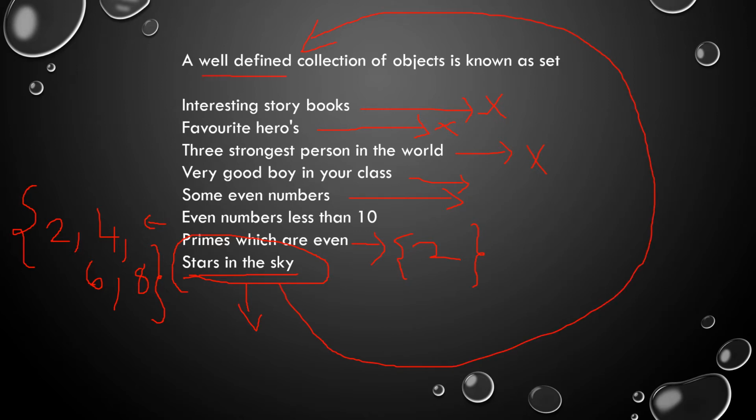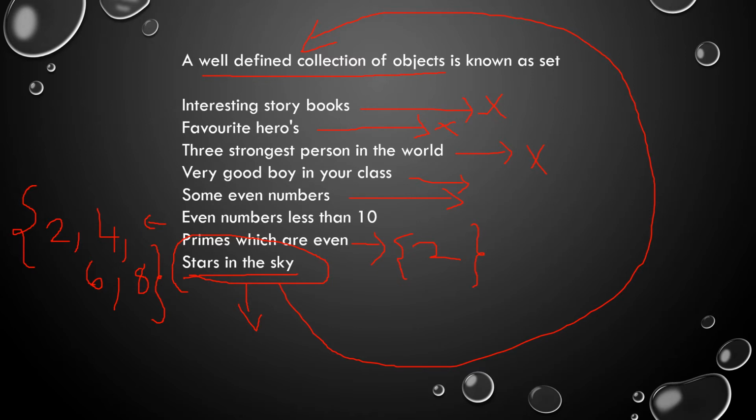So what is meant by a well-defined collection of objects? We are in a position to say which objects belong to that collection and which objects do not belong to that collection. I am repeating, I have defined it very clearly, so the name is well-defined. So why should I go with a well-defined collection? A well-defined collection means that the collection is not taken at random.